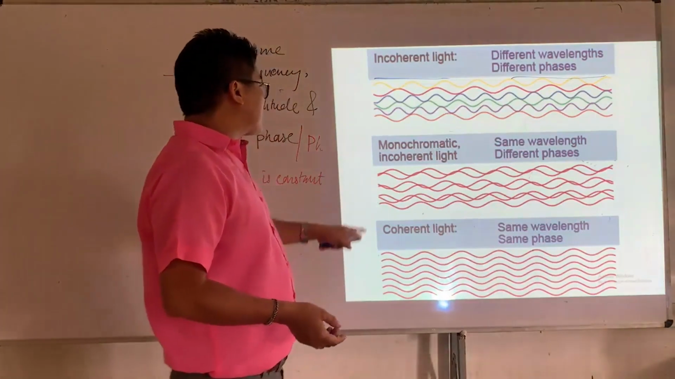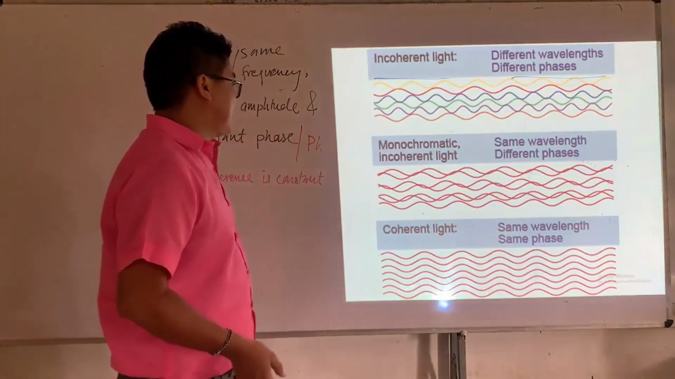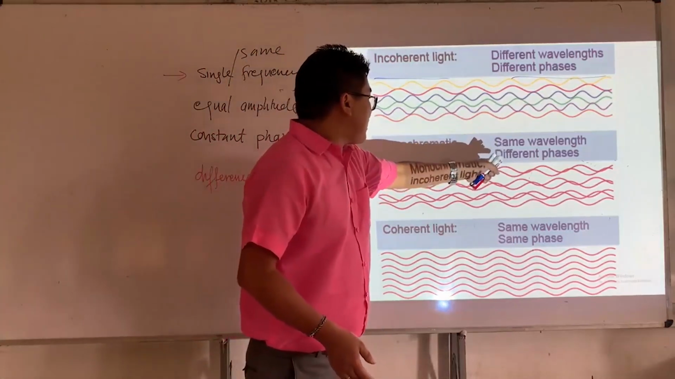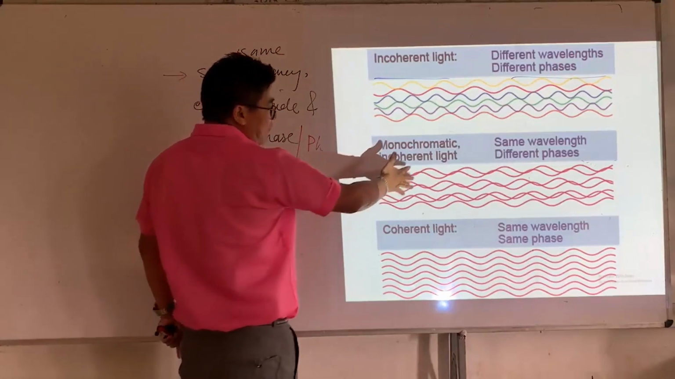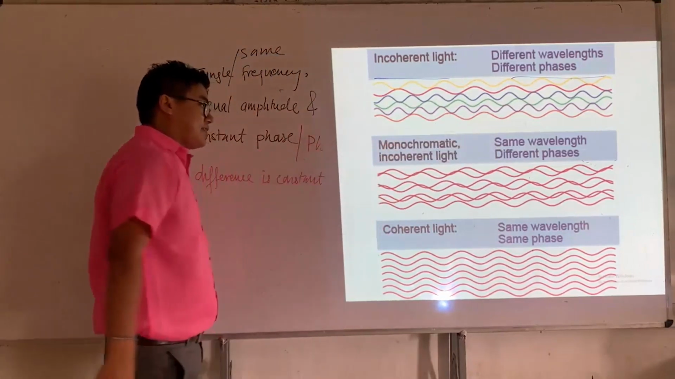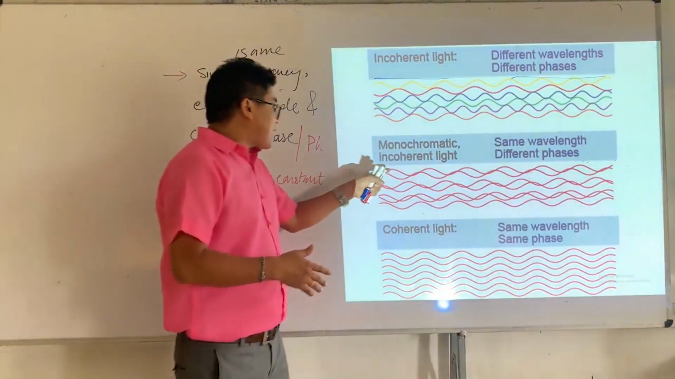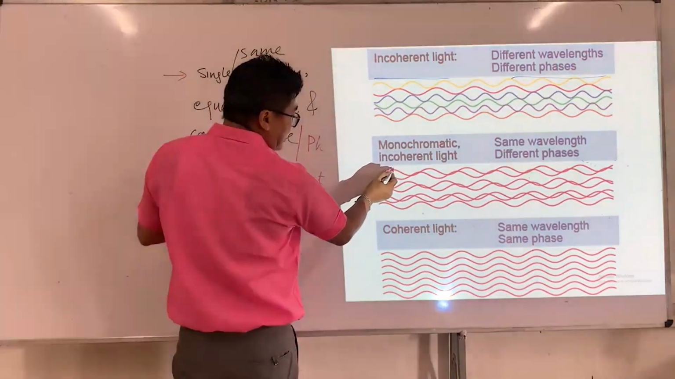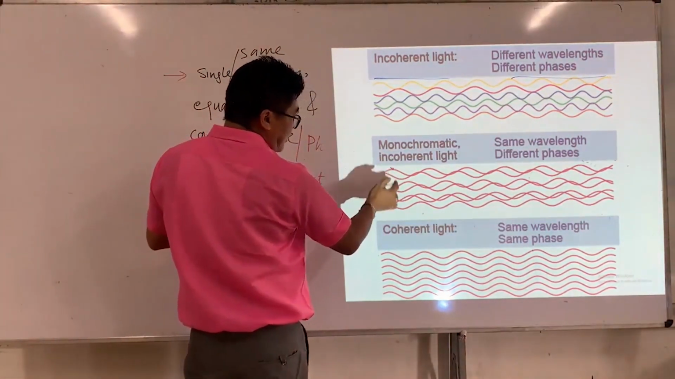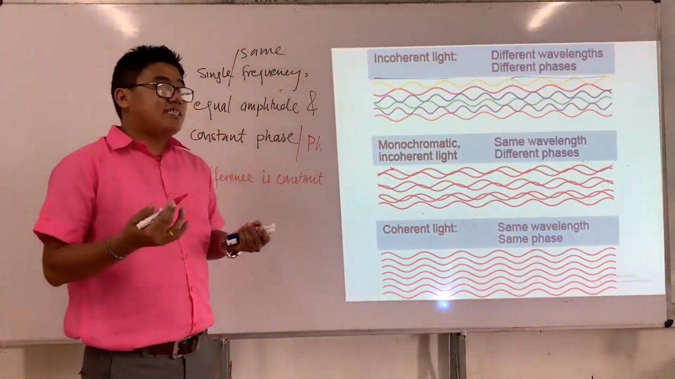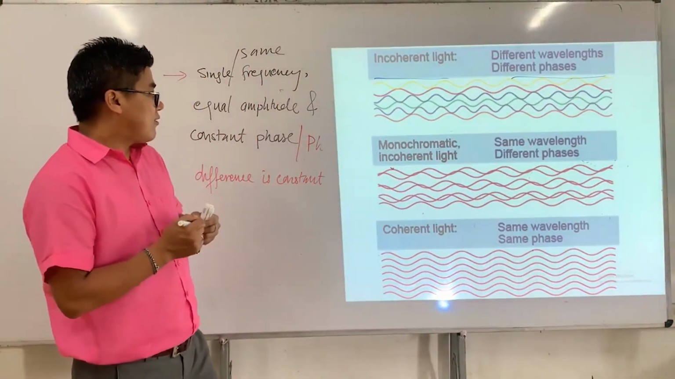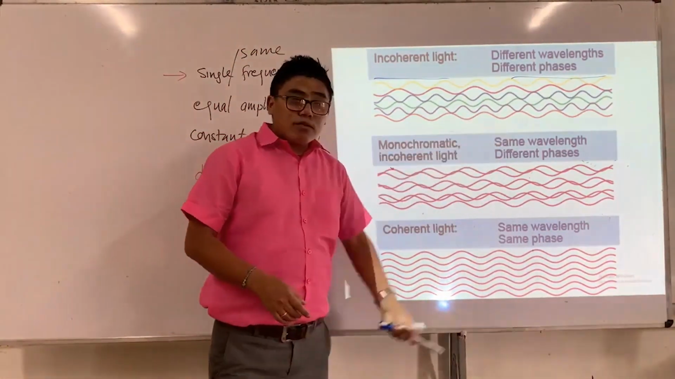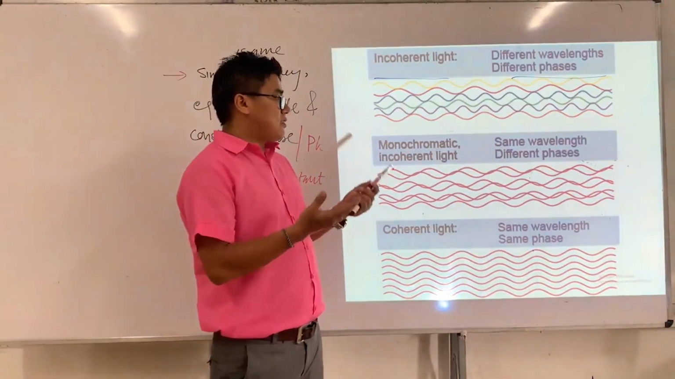Now this is what we call monochromatic but incoherent. Why? Monochromatic but incoherent means the same wavelength but different phase. Look at here, the wavelengths are equal but the phases are different. Phase is different means at a particular point, this wave is at a cross point and this one is at the top point. So the phase is changing with time. So this is monochromatic but incoherent. Why? While here there is a single frequency, the phase is changing with time.